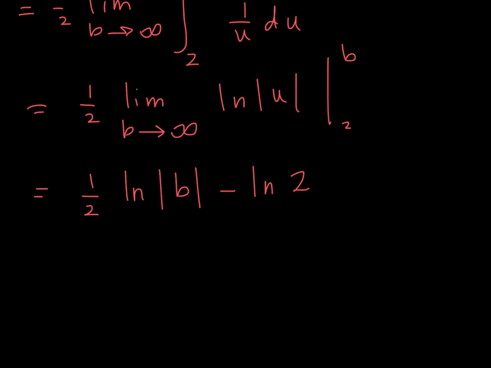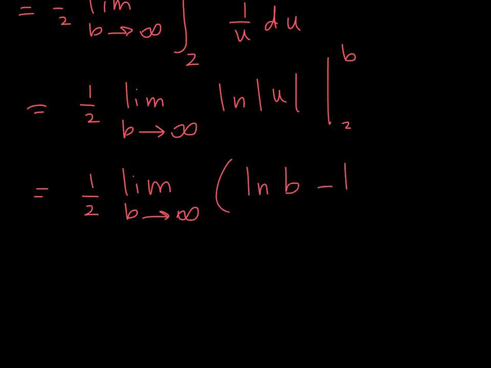I forgot my limit notation. I got rid of my limit notation too soon. So 1/2 times the limit, and we'll be able to evaluate the limit in this next step. The limit of the natural log of b minus the natural log of 2, like that. All right, cool. So then this is equal to 1/2, and I don't need absolute value bars around b or around 2 because these are positive values.